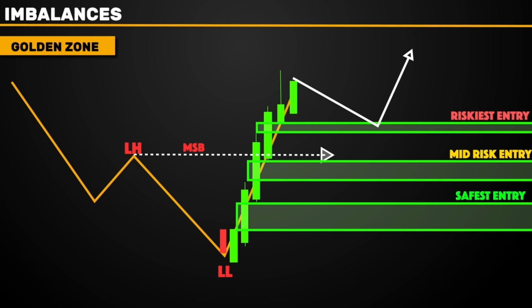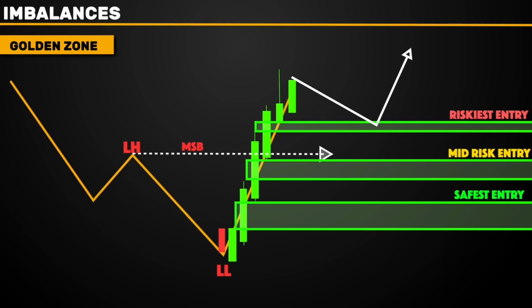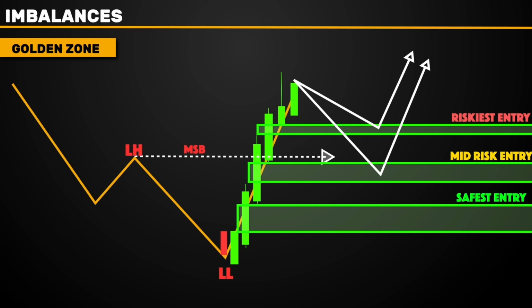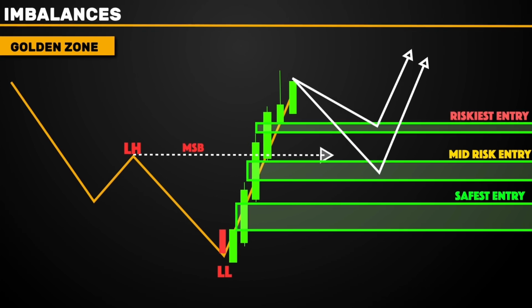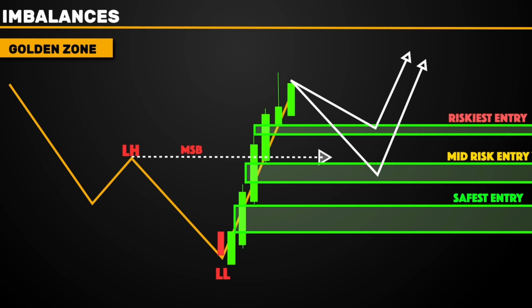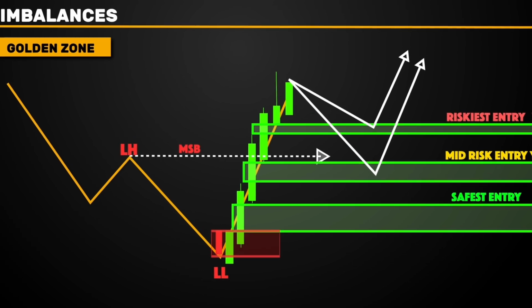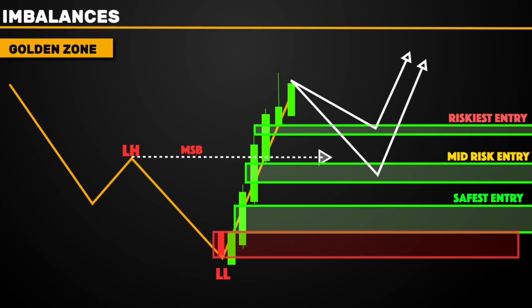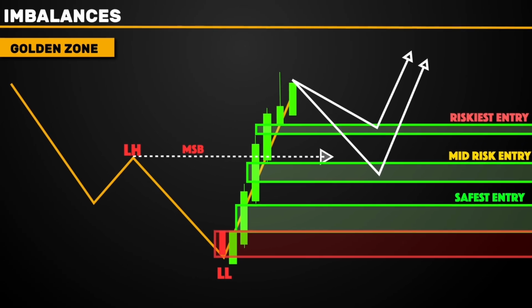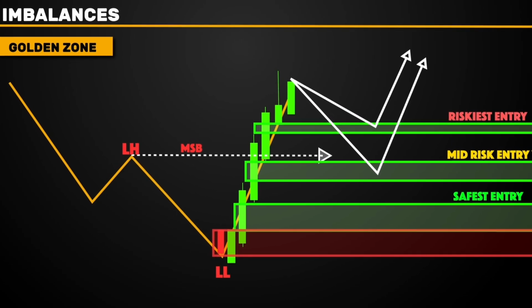Now, the riskiest entries are actually the imbalances closest to the break. The imbalances between the lower low and the break have mid-level risk. The ideal fair value gap is a fair value gap that is created right beside an order block. If you don't know what an order block is, I recommend you watch my previous upload. I'll link it down in the description.